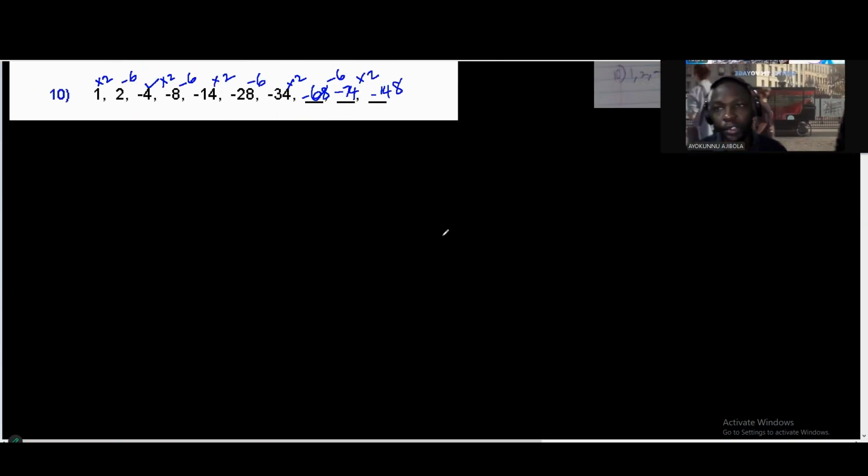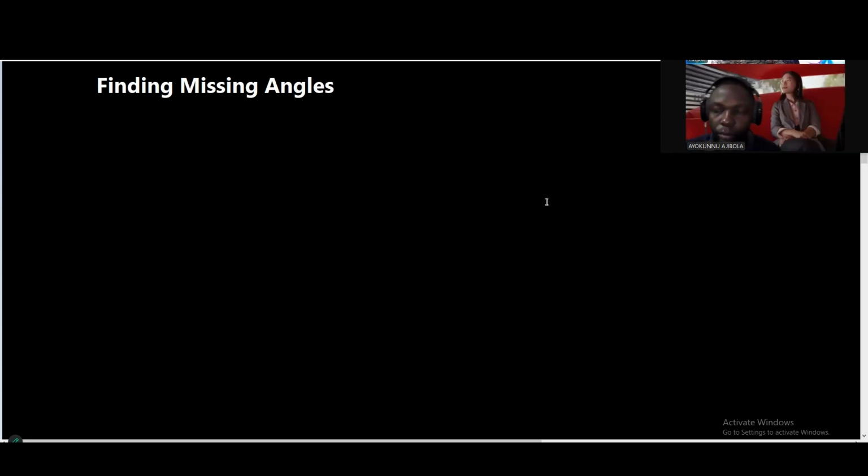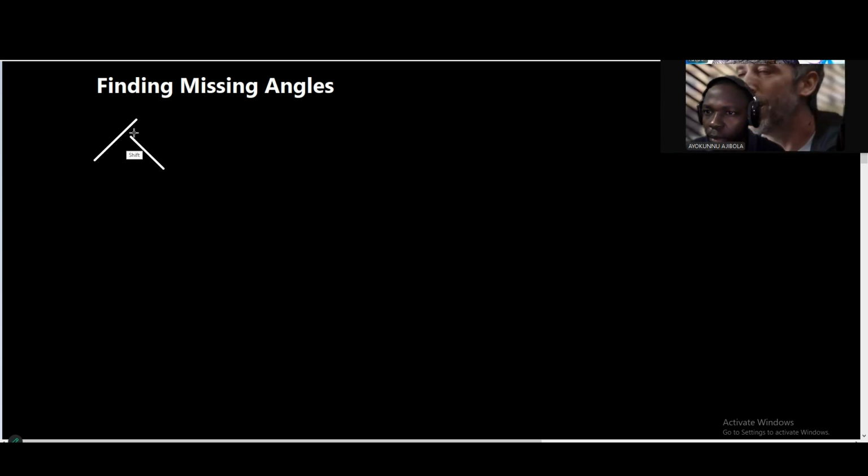So we're going to move into another concept right now, which is about finding missing angles. Okay. If I give you, if I do something like this, and I indicate, and I give you another one this way.